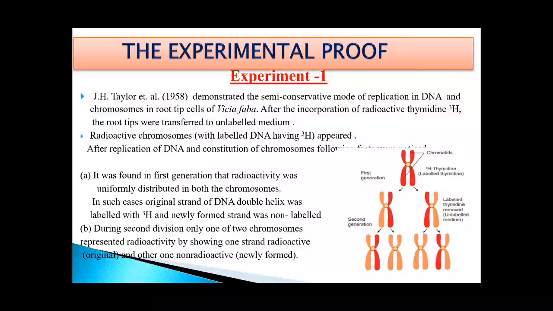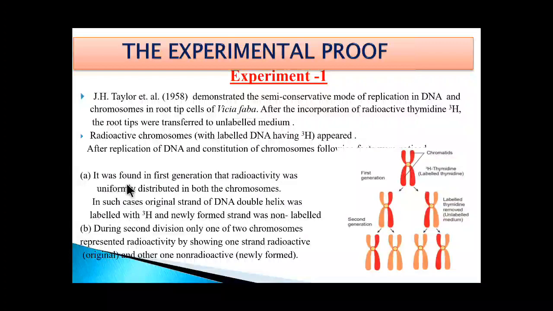And in the second cell generation, 50%, here you can see 50% of the chromosome were unlabeled, while in the remaining 50% labeling remained only in one of the two strands. So it proved that one strand of the chromosome persists in daughter while the second one is formed anew at the time of each replication. Okay, so these were the results.